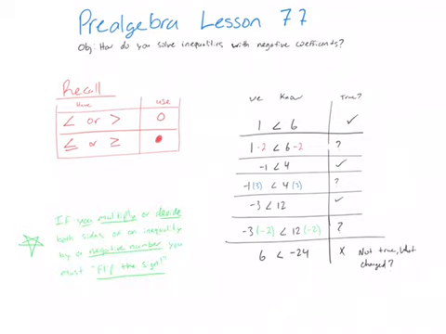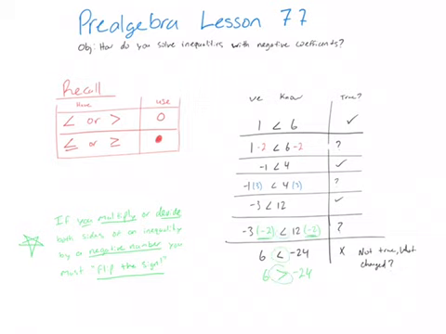And if you multiply or divide both sides of an inequality by a negative number, you must flip the sign. So notice here, this would be true. 6 is greater than negative 24. So since I multiplied by a negative number, I had to flip that sign to be facing the other direction.